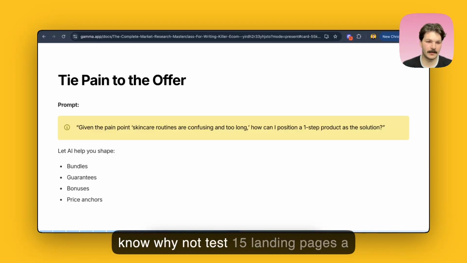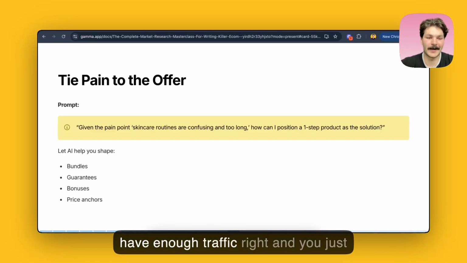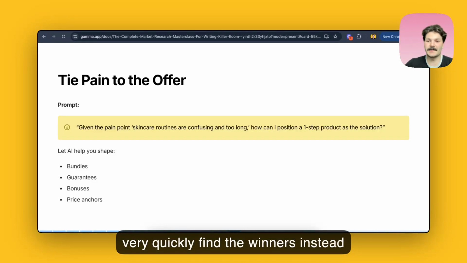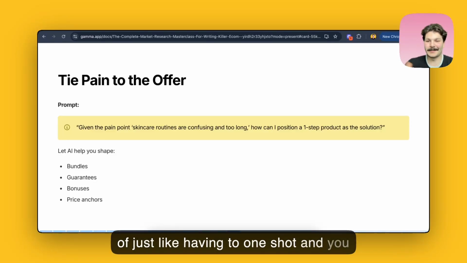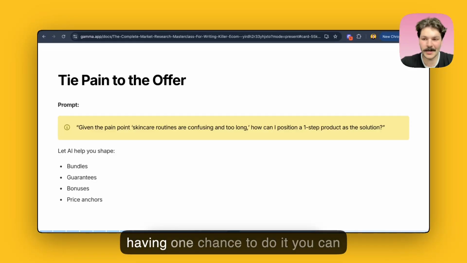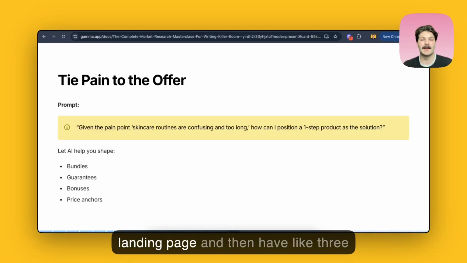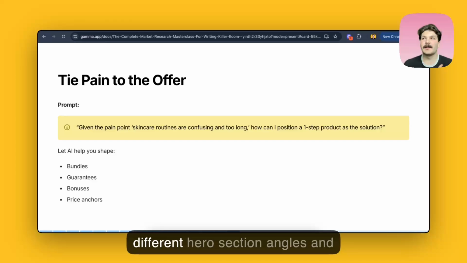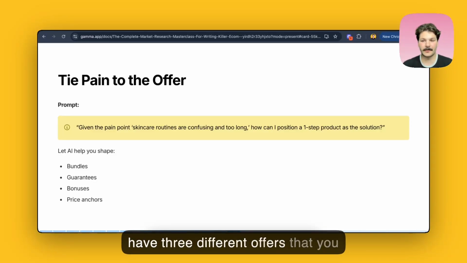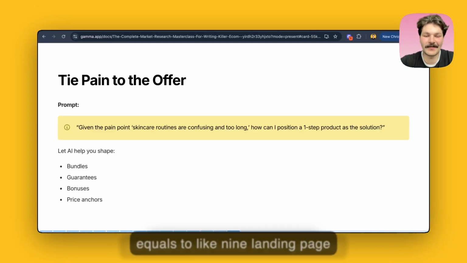Why not test 15 landing pages a month? I mean, you can do that if you have enough traffic, right? And you just very quickly find the winners instead of having to one shot and hit something that works right out of the gate. Instead of just having one chance to do it, you get like 6, right? You can just test it out very easily. You can make one landing page and then have 3 different hero section angles and 3 different offers that you come up with. And then you just combine each one of them, and it equals 9 landing page variations.